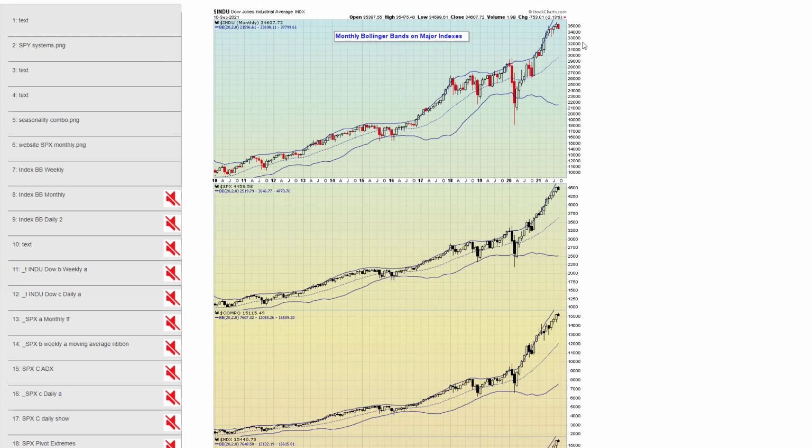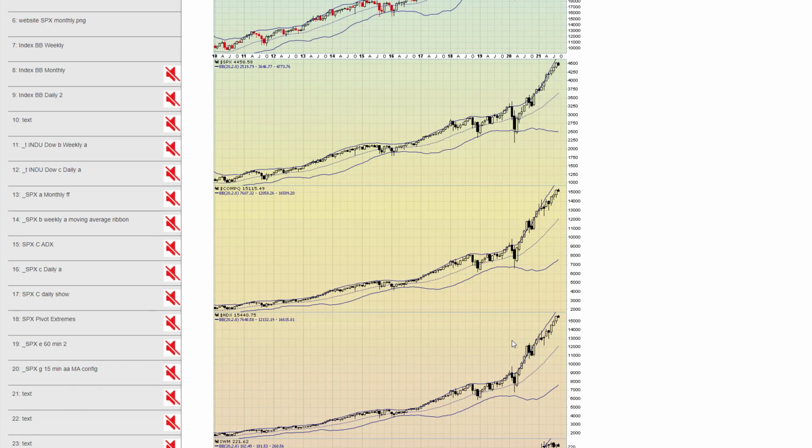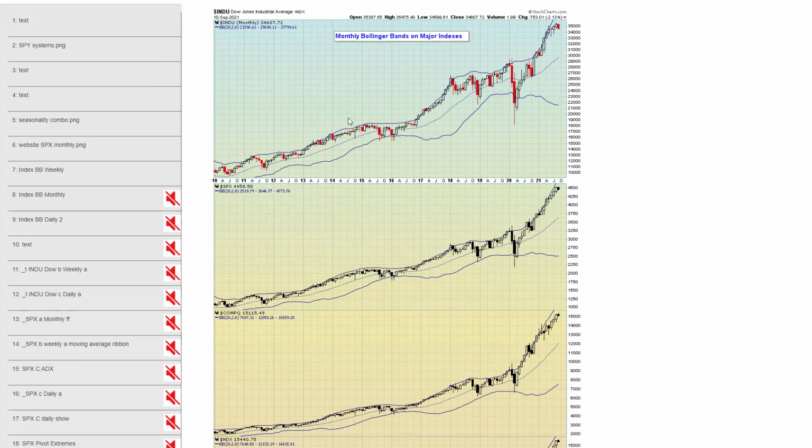Chart number 8, here's a monthly view of the indexes. Again, you can see on the S&P here, straight up here. We were up 7 months in a row. Finally a pullback here, mid-month. Next.